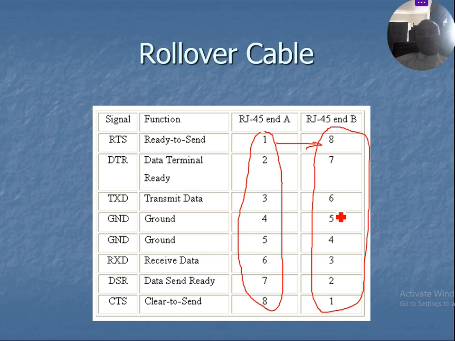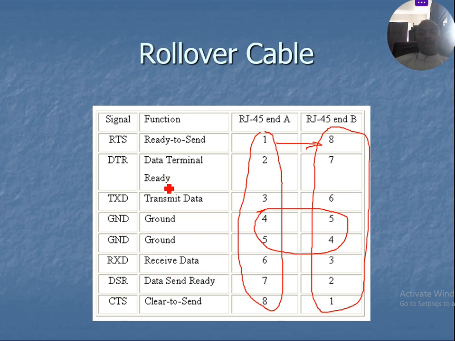Then pin 3 to 6 is transmit data, to transmit the data. Pin 4 to 5 is ground, like earthing. And also 5 to 4, because they are vice versa. They just coincidentally are vice versa. Is that okay? So you can see 4 to 5, 5 to 4, they're both ground.